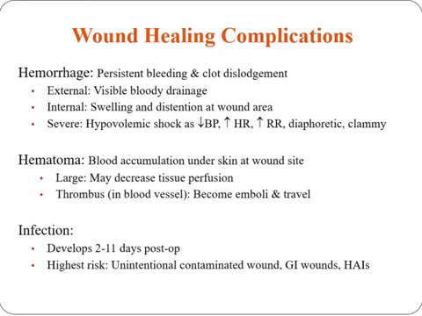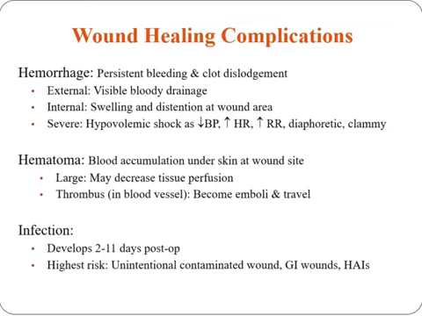So let's talk about complications. Hemorrhage is a bleed basically, persistent bleeding, or the clots just start forming or being dislodged. Externally, you'll see visible bloody drainage. Internally, swelling, distension of the wound area. If it's really severe, a bleeding wound, you can get hypovolemic shock. You'll see decreased blood pressure, increased heart rate, and respiratory rate as the body's trying to compensate. Diaphoretic, sweaty, and they get kind of clammy and irritable.